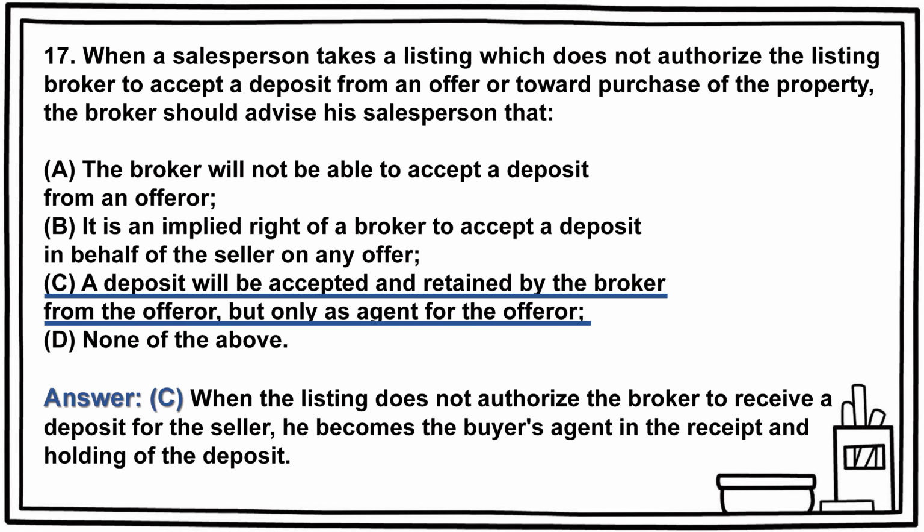Answer: C. When the listing does not authorize the broker to receive a deposit for the seller, he becomes the buyer's agent in the receipt and holding of the deposit.